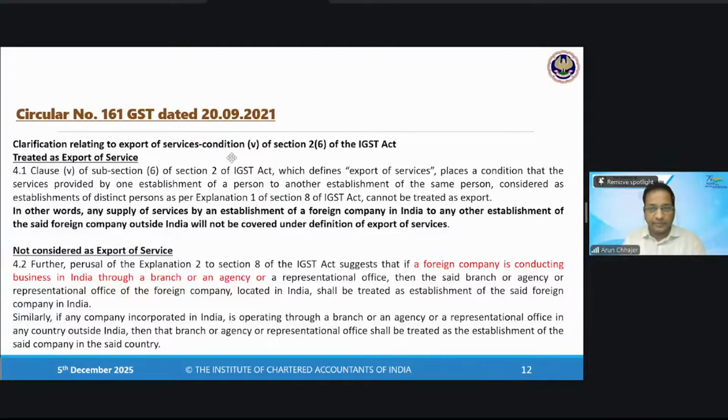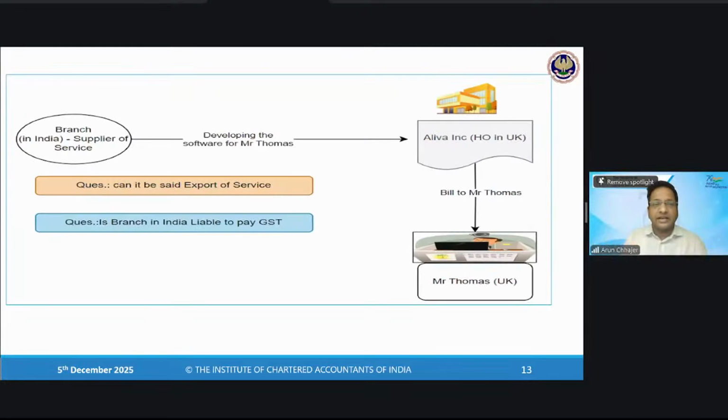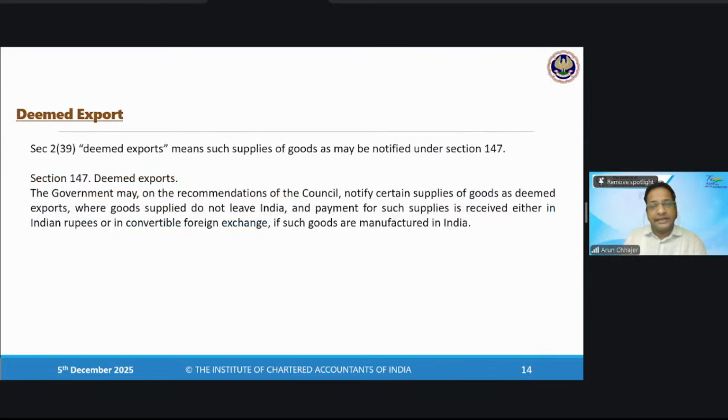Absolutely correct, beta. Absolutely correct. So let's take a break of 10 minutes and then we will resume and start with the deemed export part. Okay, Ashok ji.